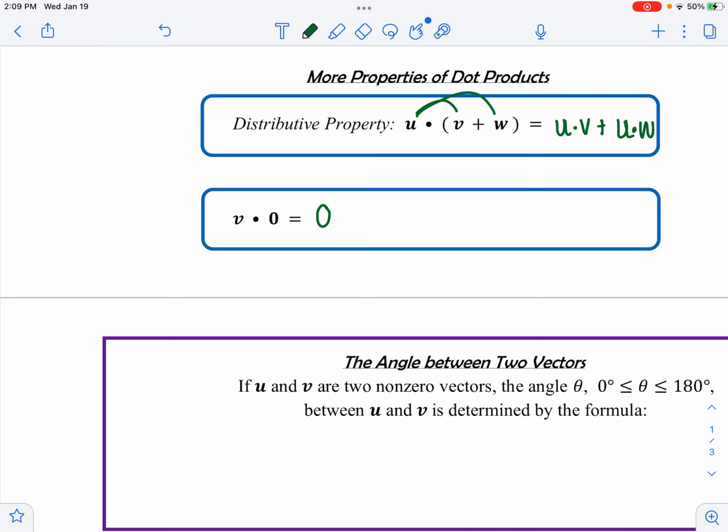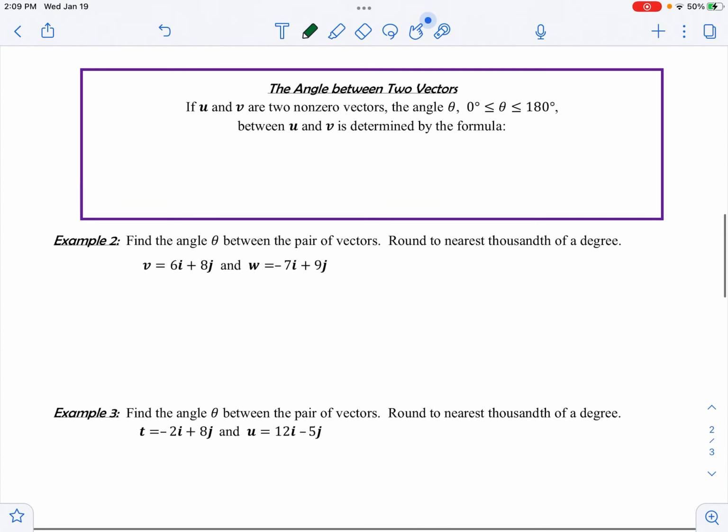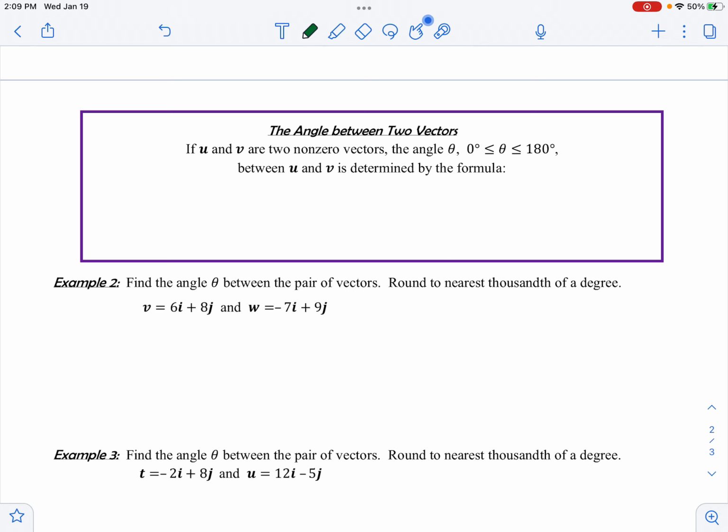All right, and then the next one, the dot product of v, a new vector, and 0 is 0.